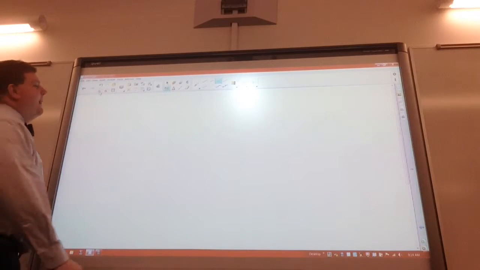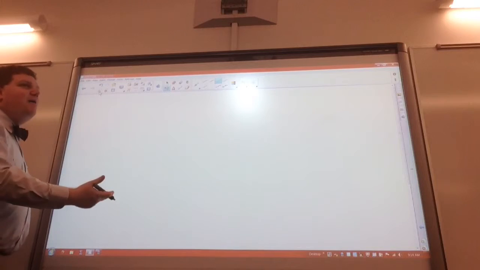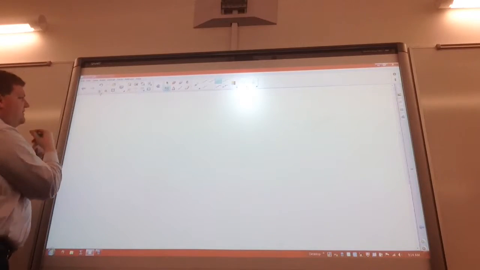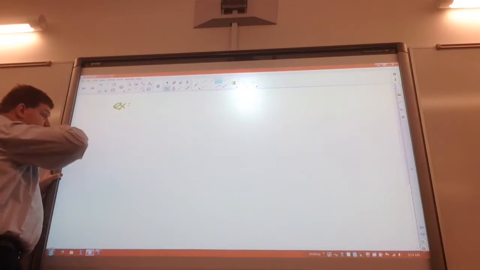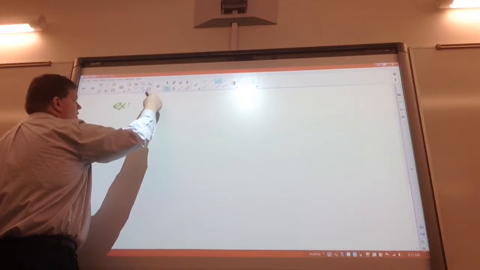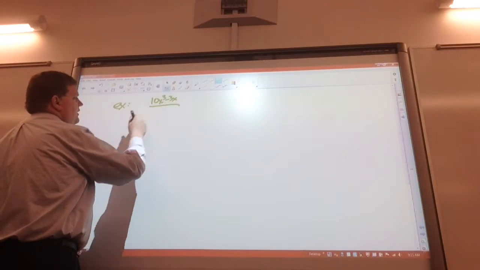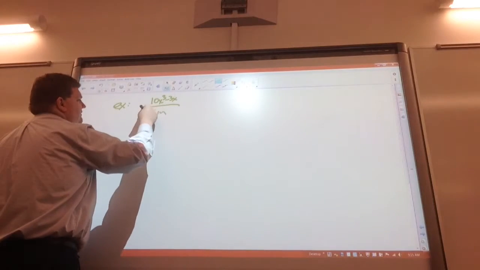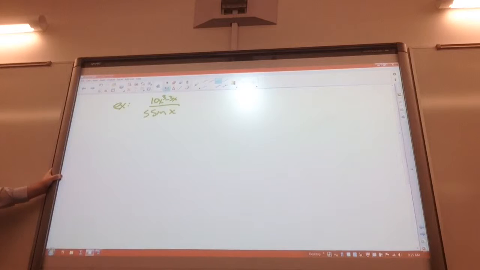Alright, so we saw how multiplication works. Let's see how division works. That's our next big thing. So, again, if I did an example, if I had something like 10x cubed minus 3x over 5 sine of x, with my current rules, can I do anything with this?